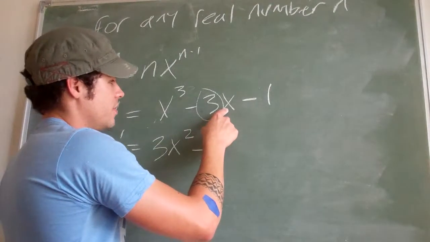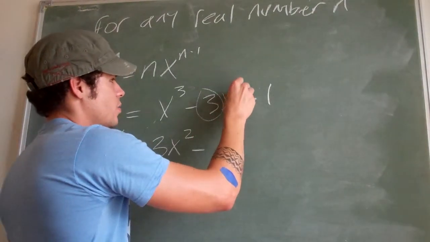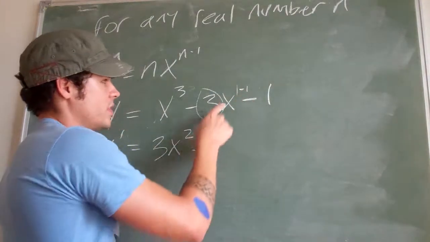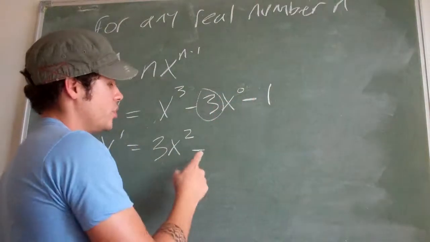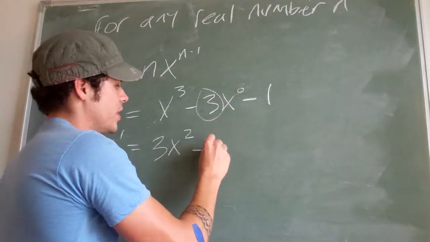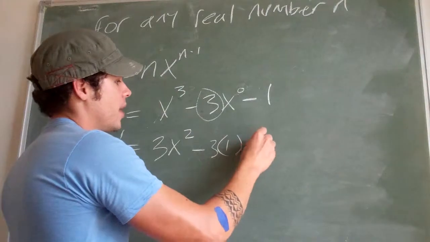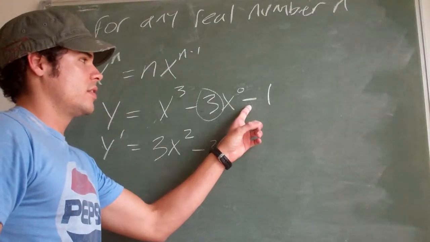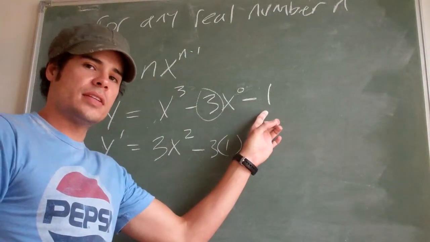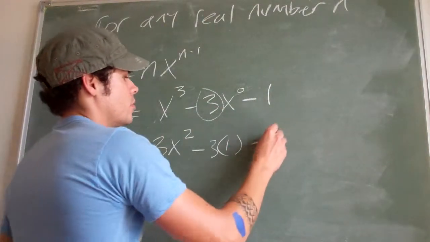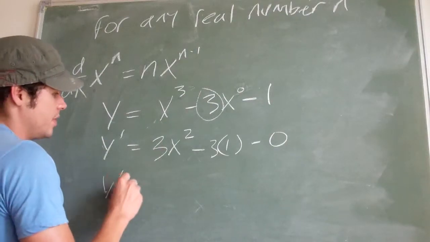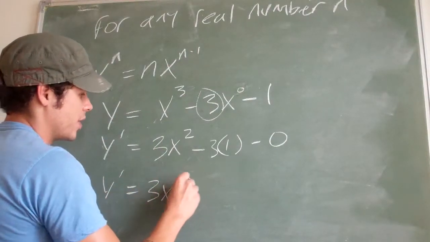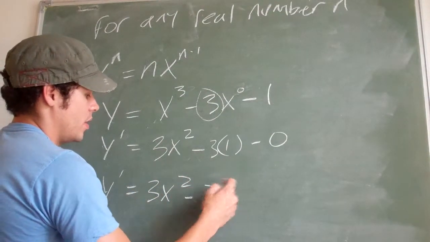We take the derivative of x, which is x to the 1 minus 1, that is x to the 0, which is just 1. So it would be negative 3 times 1. And any time you take the derivative of a constant, it ends up being 0, so minus 0. Simplifying that, y prime is equal to 3x squared minus 3. And that's it.